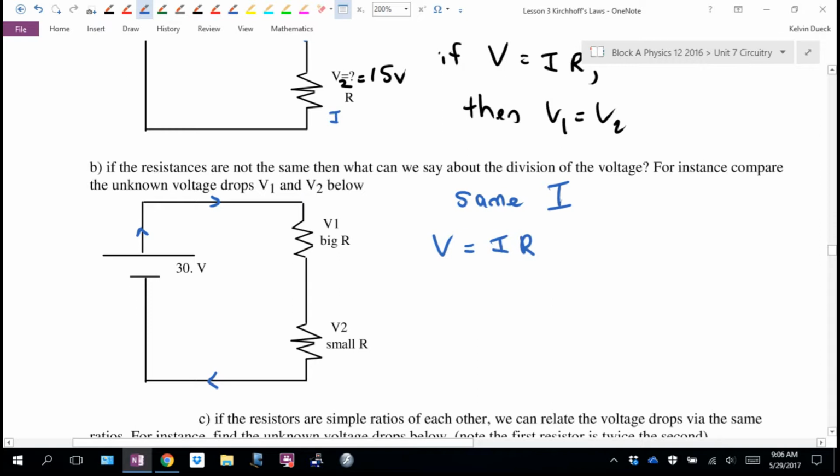Which one has a bigger R? Top one. V1 is going to be larger than V2. A bigger resistor will have a larger voltage.